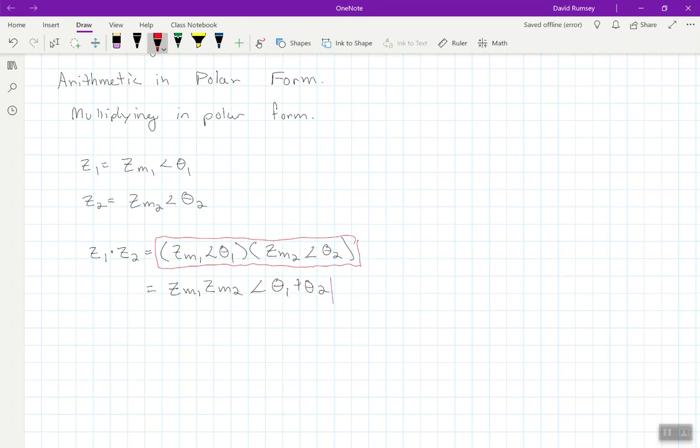I just multiply the magnitudes, so I'll do that on my calculator, and then add the angles, and if I need to, I'll do that on my calculator. So let's look at an example here.